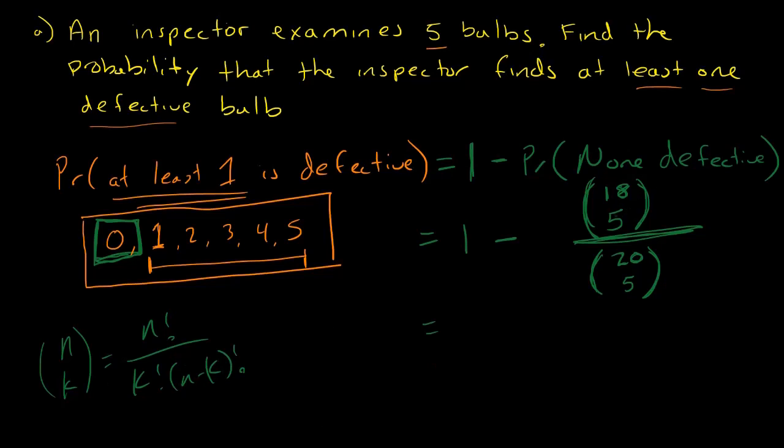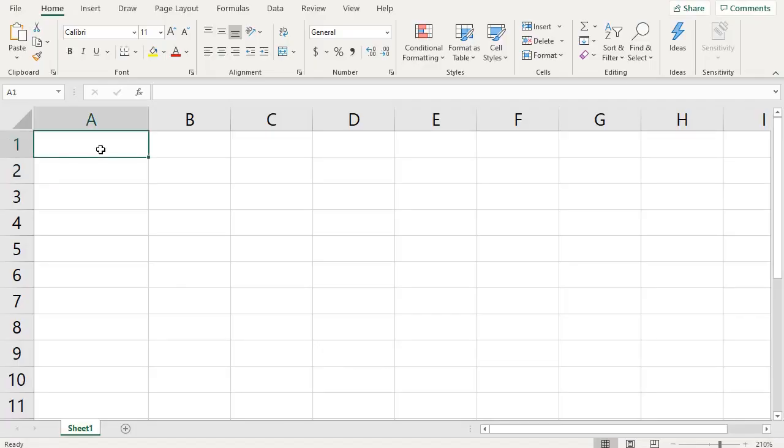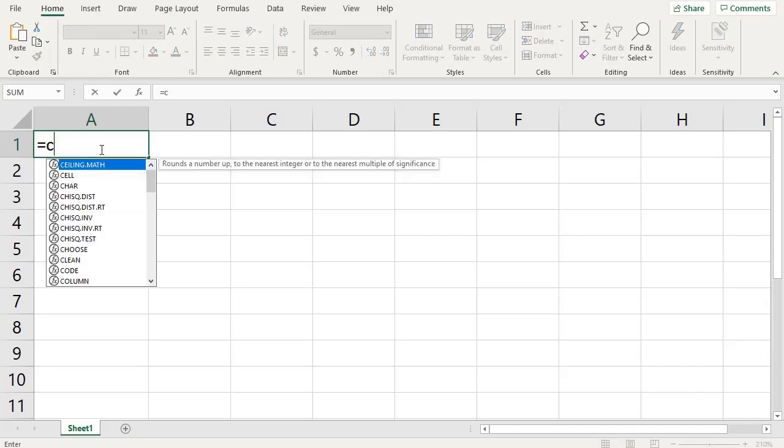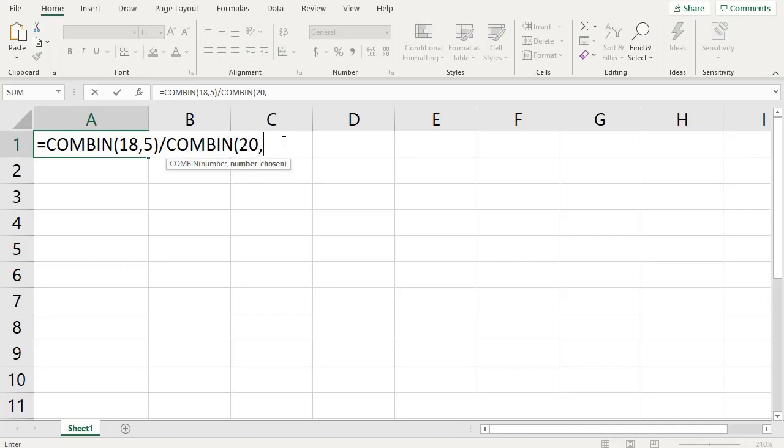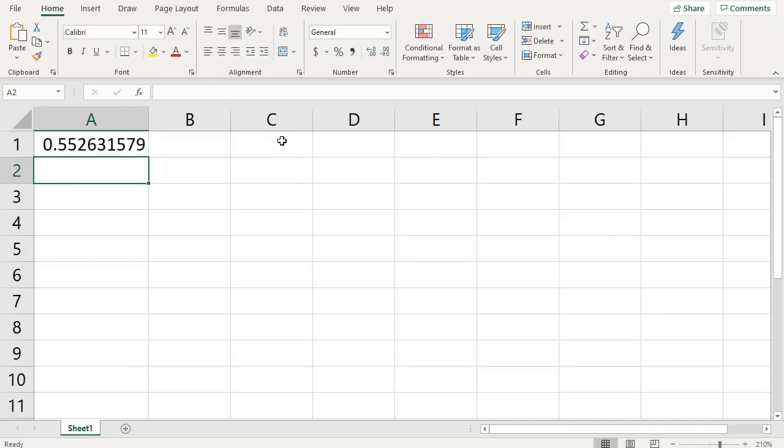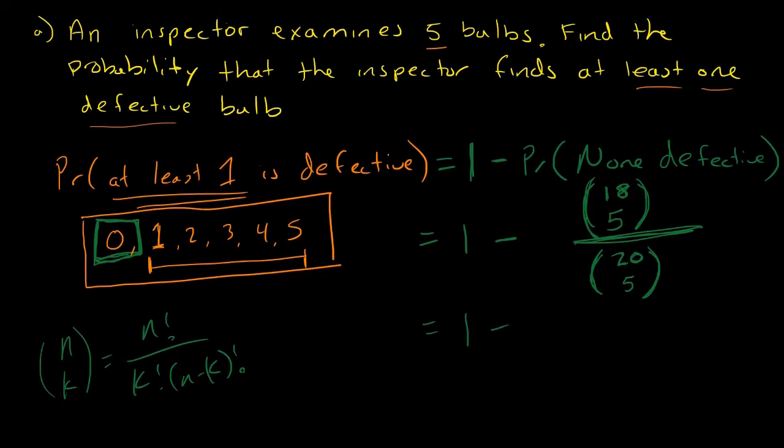Most of us have Excel on our computer, so Excel is always my favorite way to do these types of calculations. So we would say, equals COMBIN. In the numerator, I have 18, and I am choosing 5. And in the denominator, I have COMBIN, that's the combination formula in Excel, and I have 20, and I am choosing 5. Close that parenthesis and press enter, and you get 0.55. So this is 1 minus 0.55.